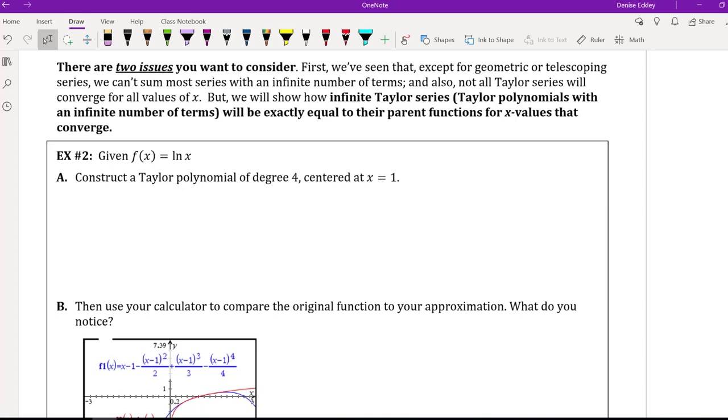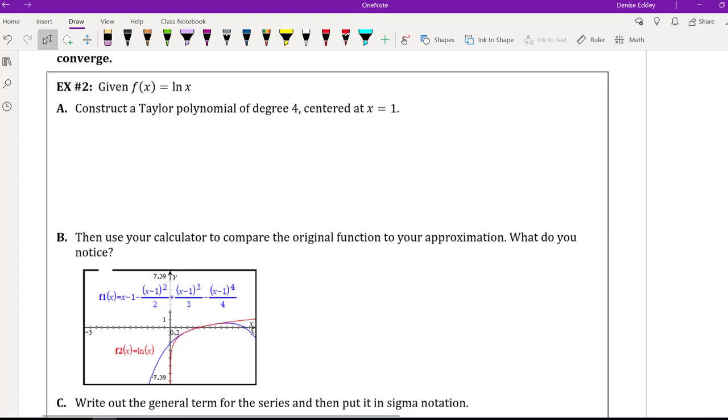First, we've seen that except for geometric and telescoping series, you can't sum most series with an infinite number of terms. Also, not all Taylor series will converge at x. But we will show how an infinite Taylor series will be exactly equal to its parent function for x values that converge, and we'll get to that later. So let's just talk about where we're going to have some problems.